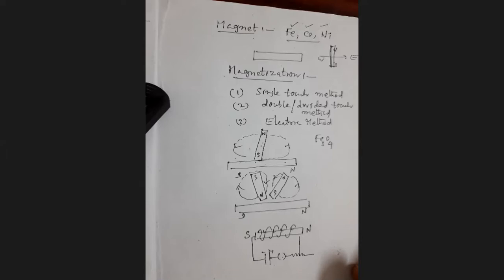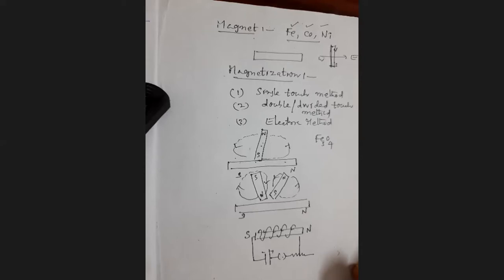The permanent magnets are made from materials like steel and alloys, Alnico and Alcomax. These soft magnets are made up of materials like soft iron and mu metals.